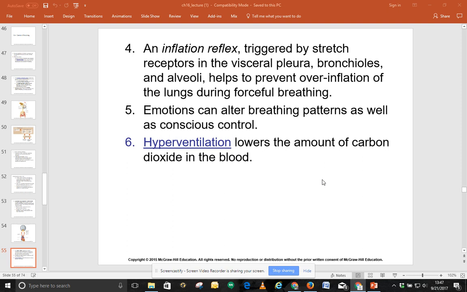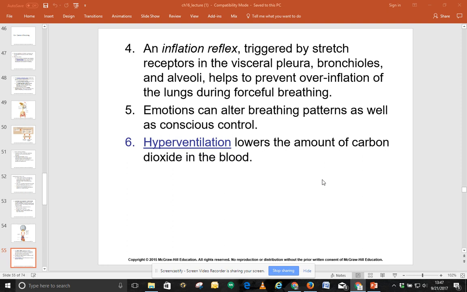Now, emotions can alter breathing patterns as well as conscious control. If you get nervous, sad, or anxious, that's all going to affect your breathing patterns. Now, hyper meaning more ventilation lowers the amount of carbon dioxide in the blood. So if you're hyperventilating, like people with anxiety, I always give the example of the 16-year-old girl that fights with her boyfriend and comes to the ER. They're breathing fast.